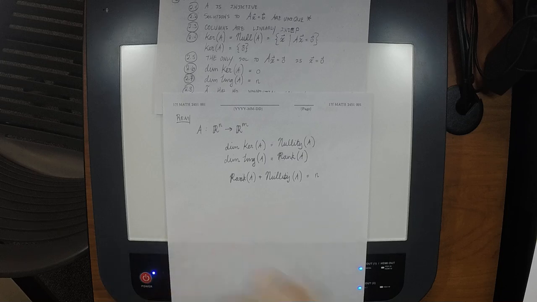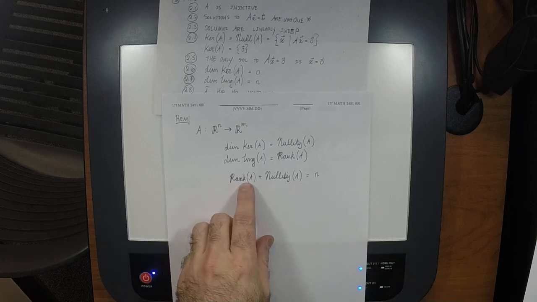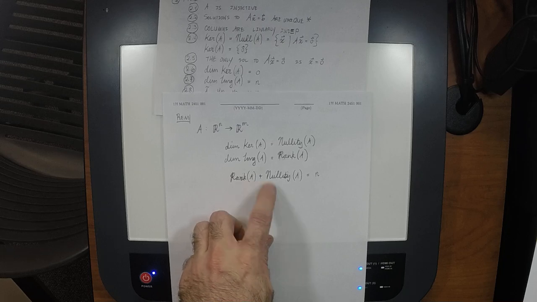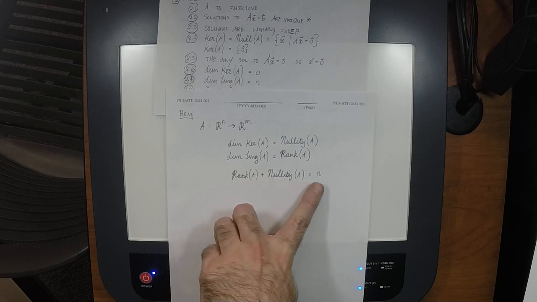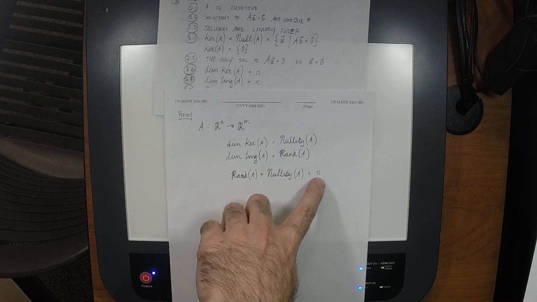So what the rank nullity theorem is saying is that rank is in a sense how much of the dimensionality is preserved, and nullity is how much of the dimensionality is destroyed. And it has to be constant. The sum has to be constant.